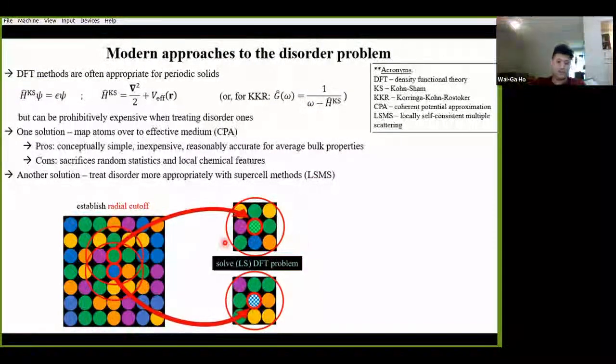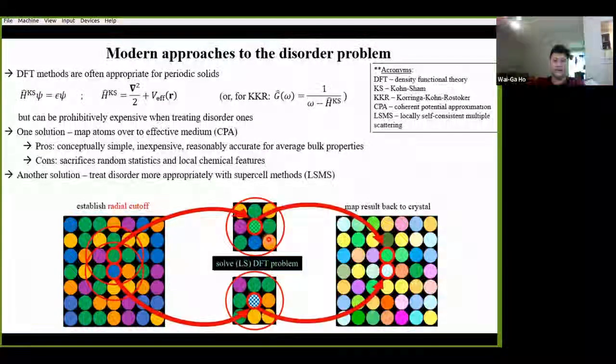Now, since the local chemical environment around each atom is included in the DFT calculation, this helps us treat each atom individually while retaining the randomness of their local chemical features. And not only that, but in establishing this radial cutoff, we can also rein in the overall demands of the calculation in a much more controllable manner. So the computational demands can scale linearly, for example, with system size.